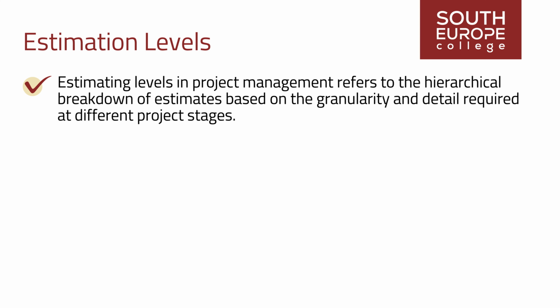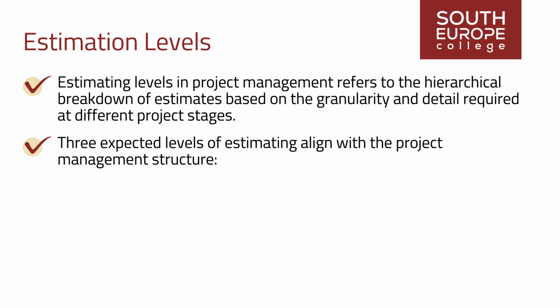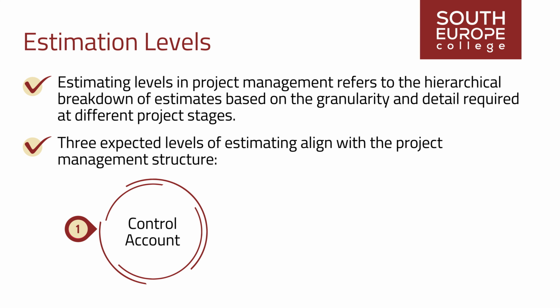Estimating levels in project management refers to the hierarchical breakdown of estimates based on the granularity and detail required at different project stages. 3 expected levels of estimating align with the project management structure. 1. Control account. A control account represents a higher-level grouping or summary of related work packages within a project. It is a management control point where the integration of work is monitored and controlled.